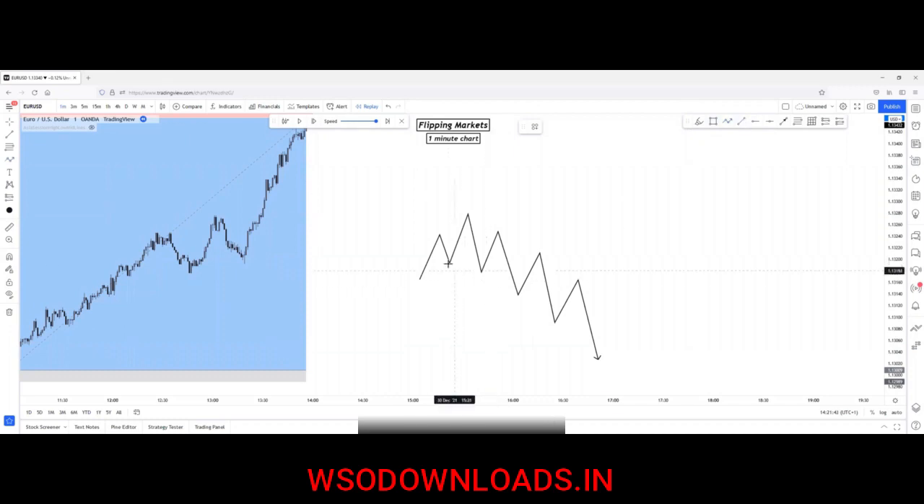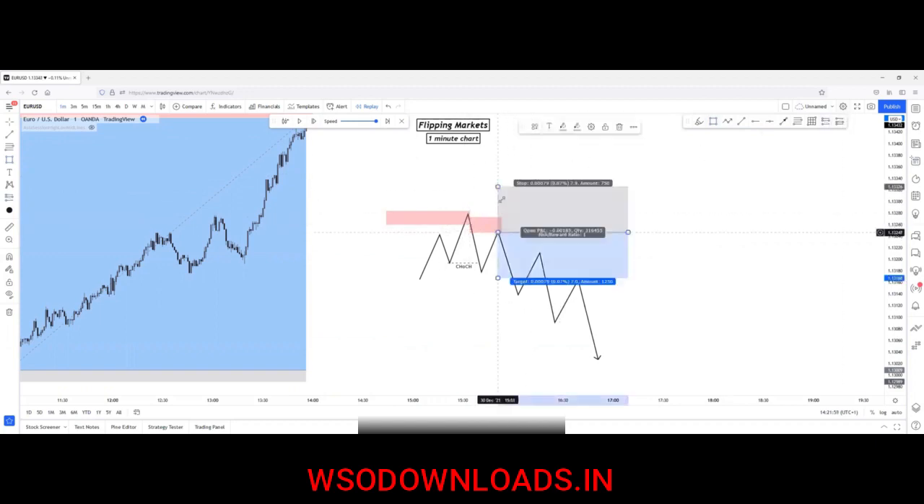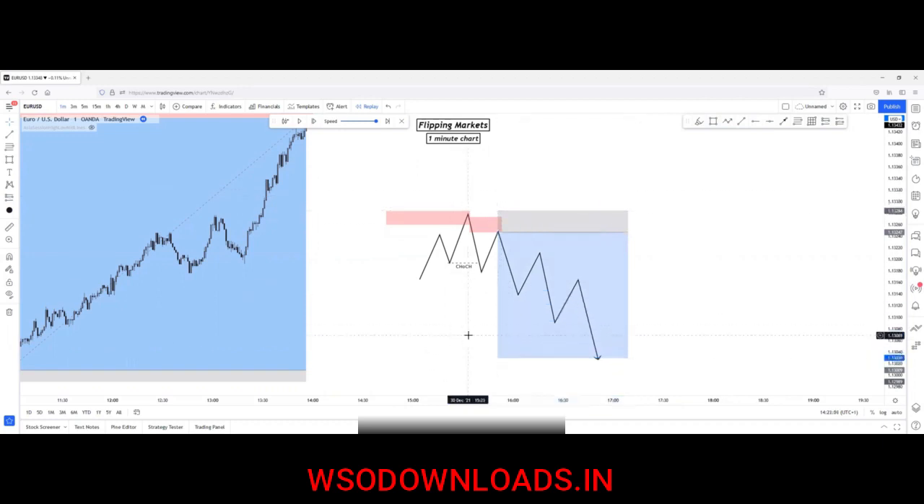So let's say change of character happened here, down after a higher time frame supply mitigation. So we have a change of character. Let's say you entered on a freshly formed supply zone here. You entered in a short position on this supply zone, and you're targeting the next unmitigated higher time frame demand zone. Okay, if this low breaks, this one, you will put your stop loss to break even.